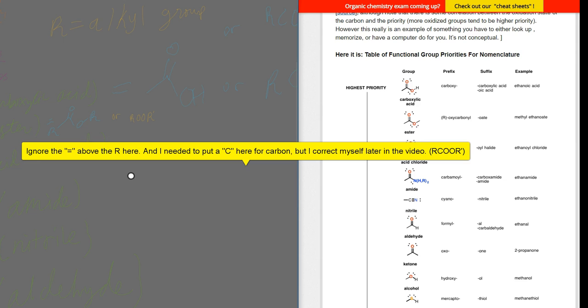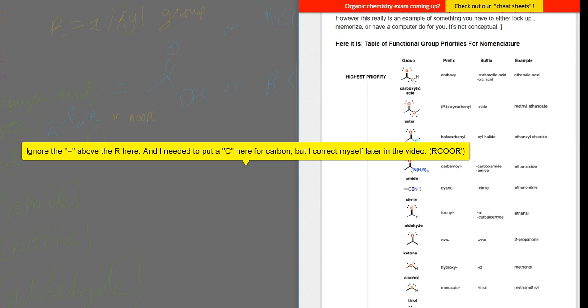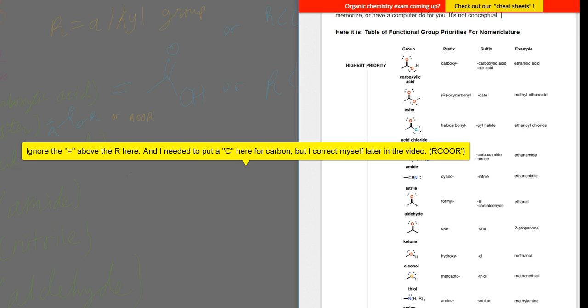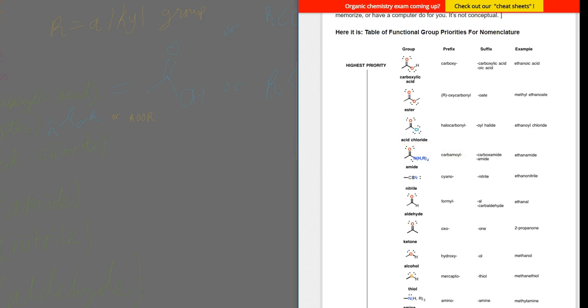Acid chloride. Ester. Okay. So the suffix is usually something with the highest priority. This would be like oic acid.